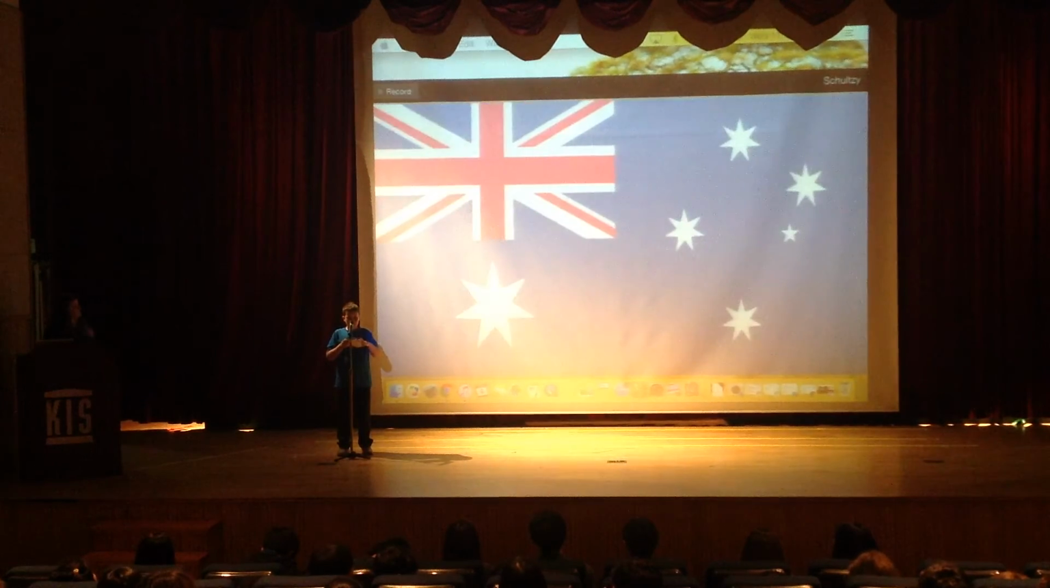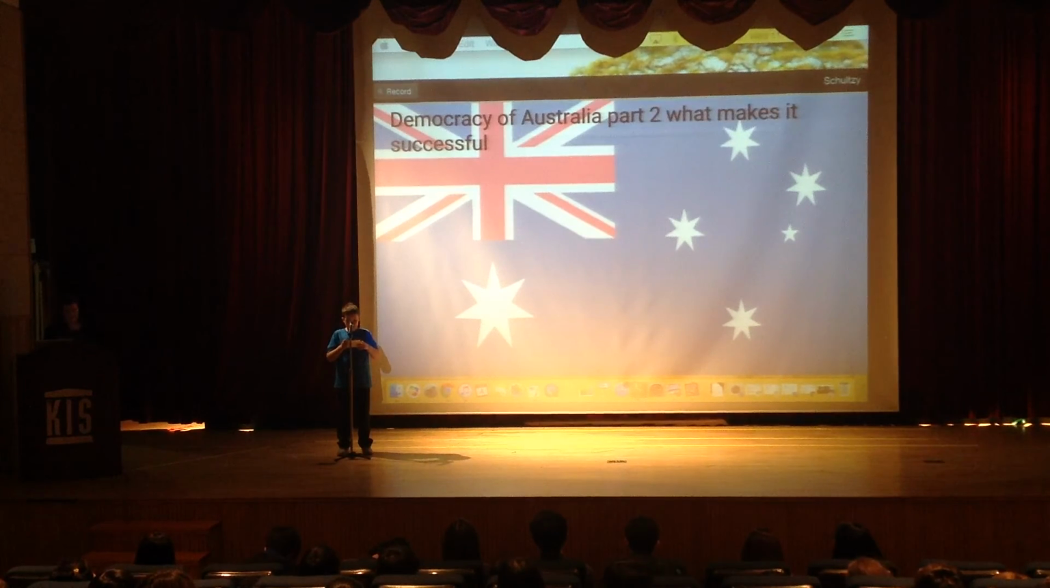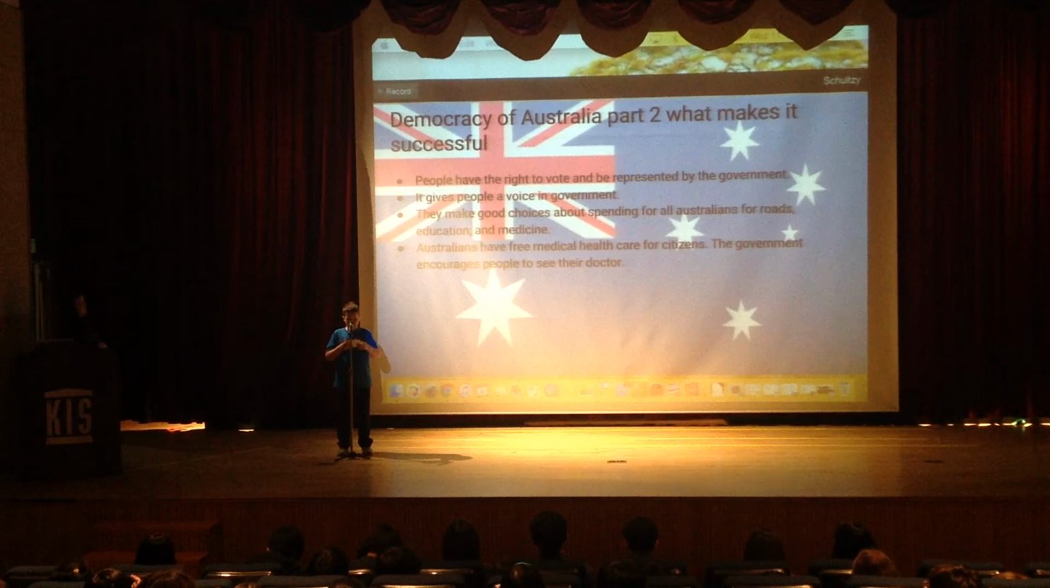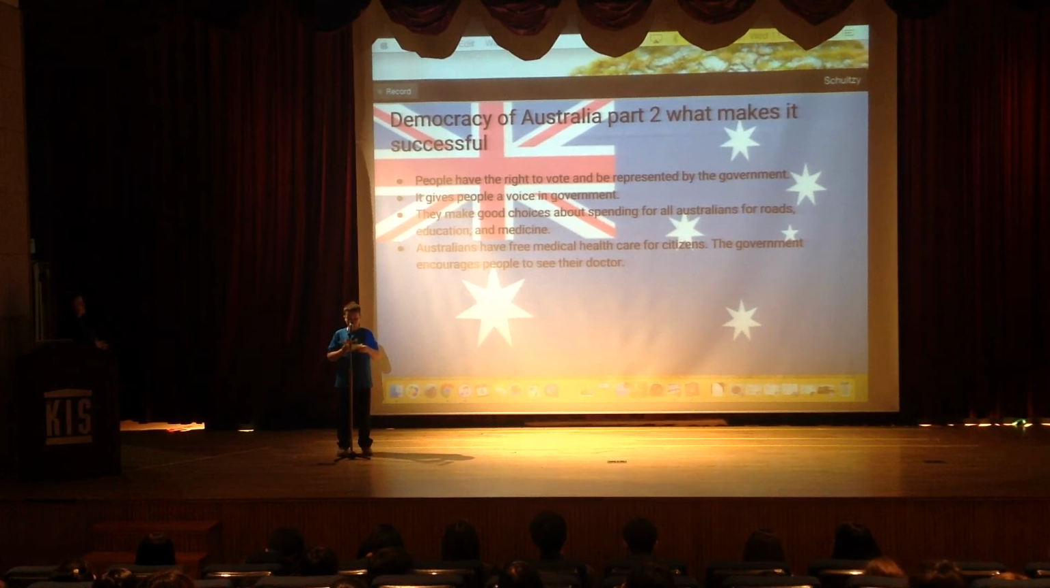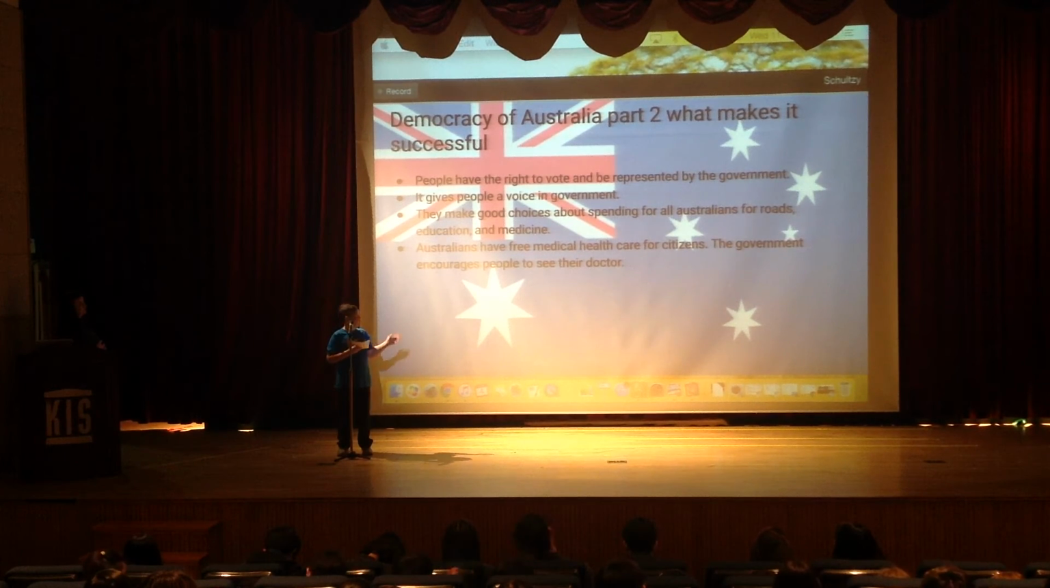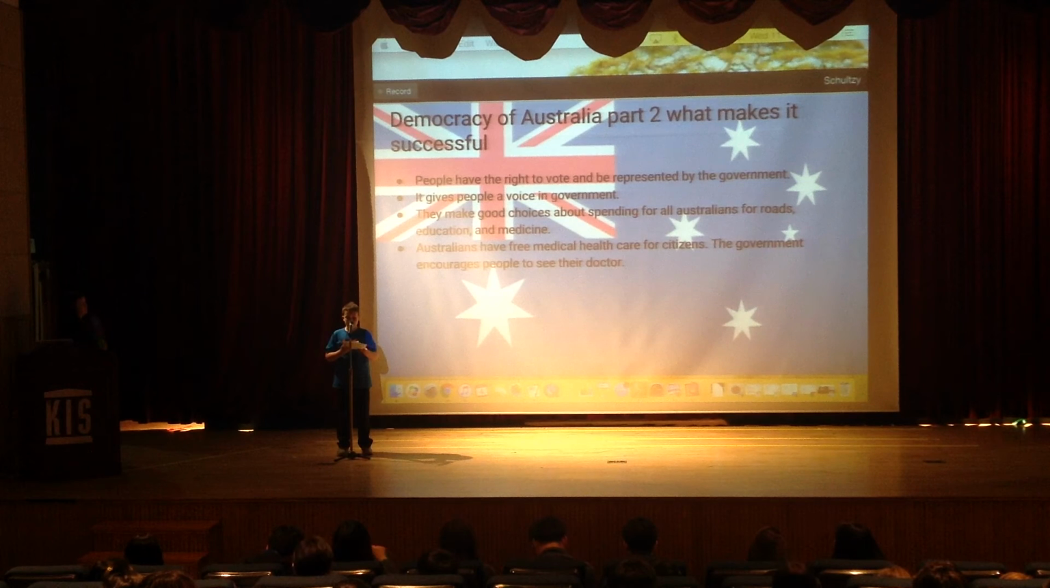People have the right to vote, and this is what makes democracy successful. It gives people a voice in government. They make good choices about spending for all Australians for roads, education, and medicine. Australians have free medical health care for citizens. The government encourages people to see their doctor.